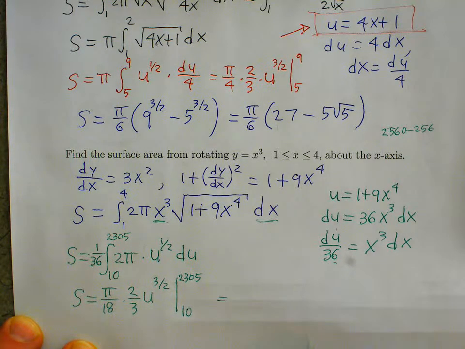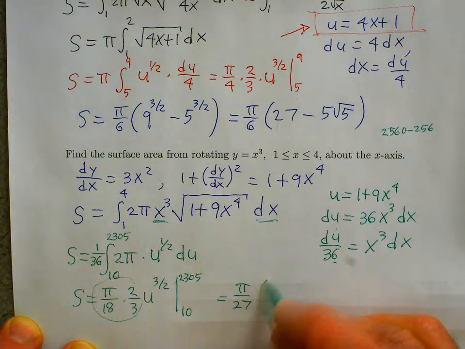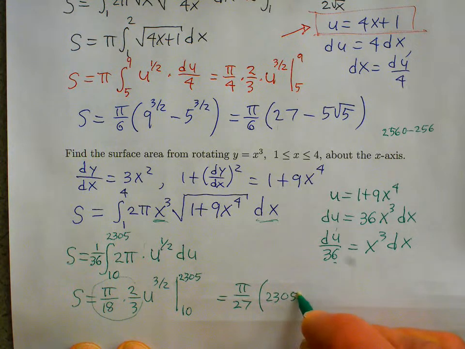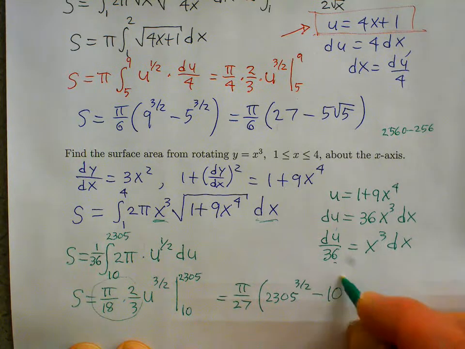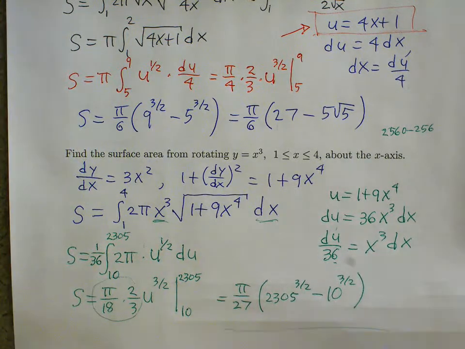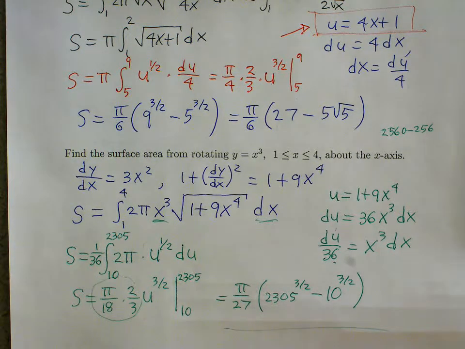So this is going to be pi over 27 when we simplify pi over 18 times 2/3. And then I'm just going to be satisfied with replacing u with 2305, raising it to the 3/2 power, and then minus 10 to the 3/2. So okay, let's move on to the next page.